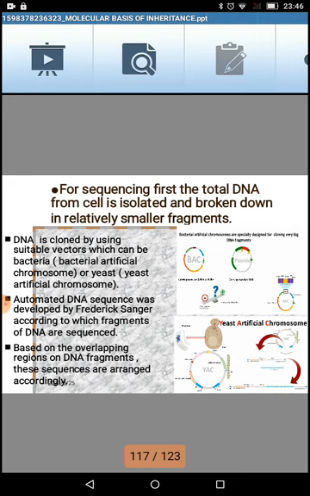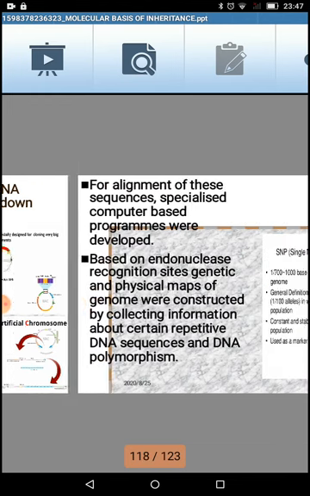And what is this actually automated DNA sequencing? It was a kind of computer operated program in which the whole overlapping sequences of the DNA were fed, and it was the scientist Sanger who did it. So it was called the Sanger method. By utilizing Sanger's method, the DNA which was cut into fragments was joined together again. Based on the overlapping regions on the DNA fragments, these sequences were arranged accordingly. That is how the whole process went.